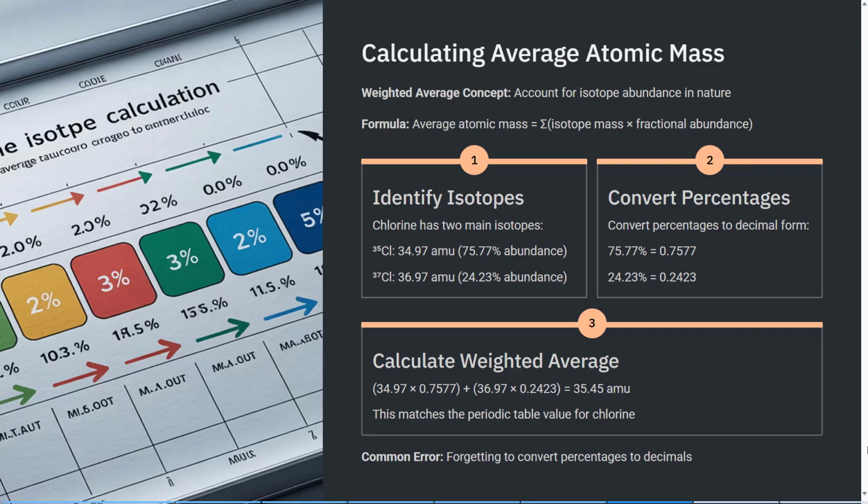To calculate average atomic mass, we multiply each isotope's mass by its decimal abundance and add them together, like 34.97 times 0.7577 plus 36.97 times 0.2423, which will equal 35.45 AMU. This explains why atomic masses aren't whole numbers. They reflect the natural mixtures of isotopes found on Earth.